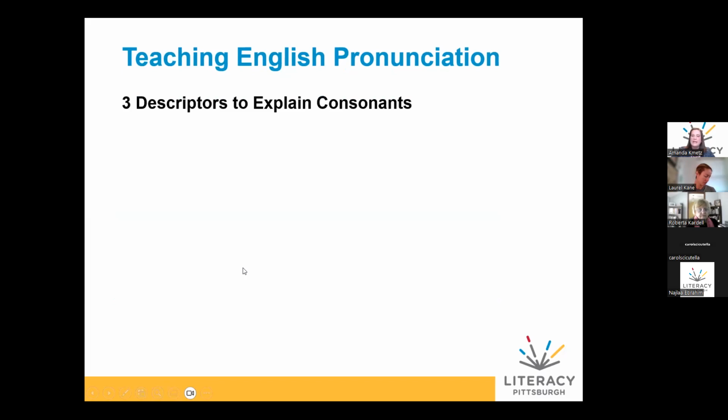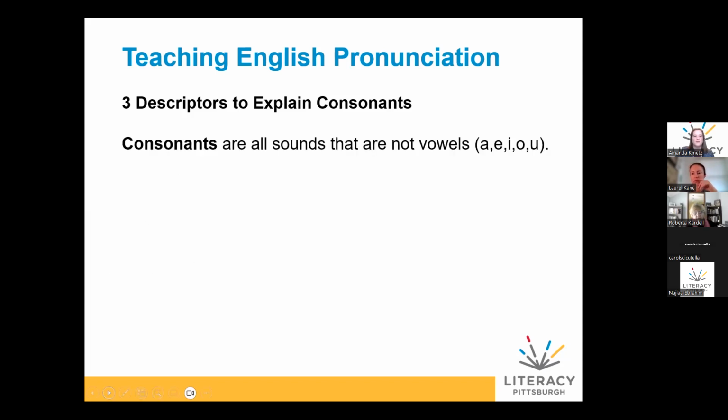There are three main descriptors or ways that we can describe or explain consonants and consonant pronunciation. And again, I'm sharing this background with you because you'll see these terms in the book. And I don't feel like the Clear Speech book does a good job of explaining to the instructor what it means. There's an assumption that you may know what these things are already. And that's why I wanted to make sure that this is clear for everyone, to help you feel more comfortable using the resource.